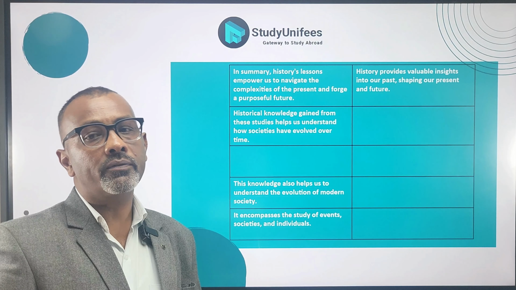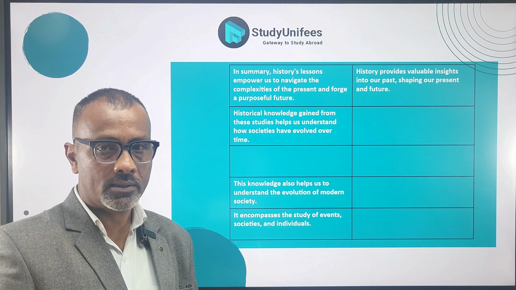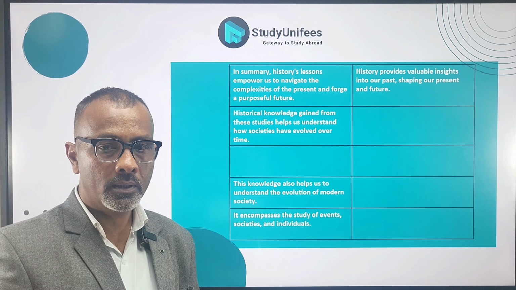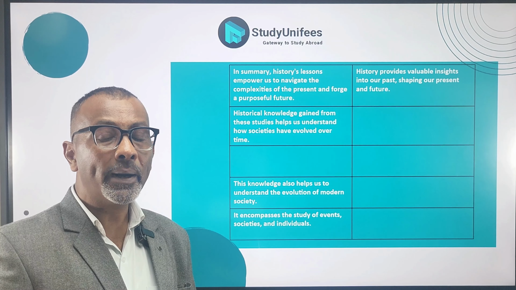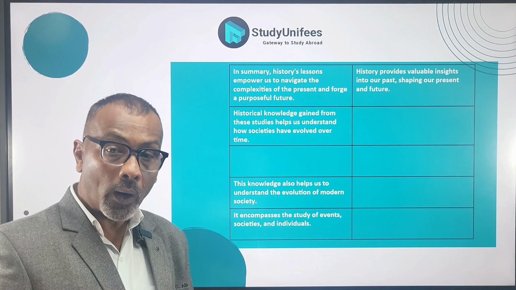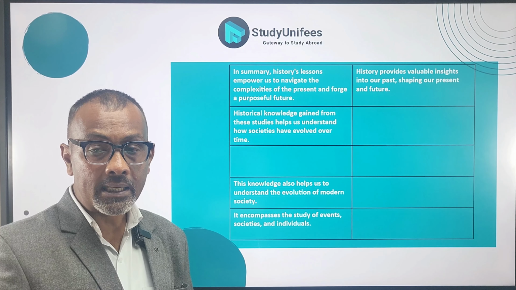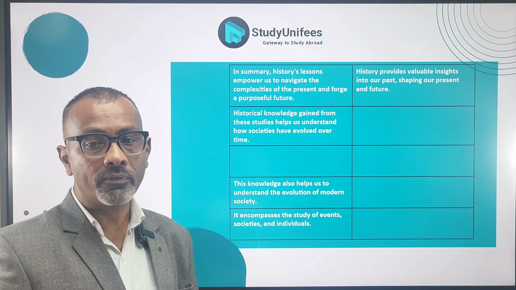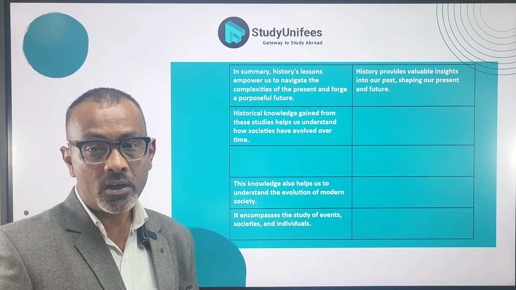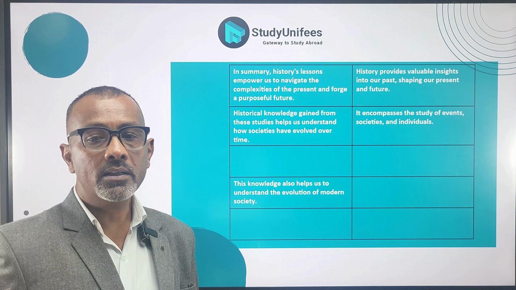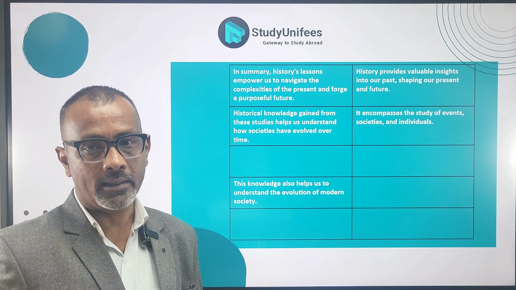Now, after we've identified our topic sentence, let's see how it is best followed up. It is best followed up by the last sentence. It encompasses. Why? Because the pronoun it clearly refers back to history. History itself studies events, societies, and individuals. After this, it's time to look for the next sentence.